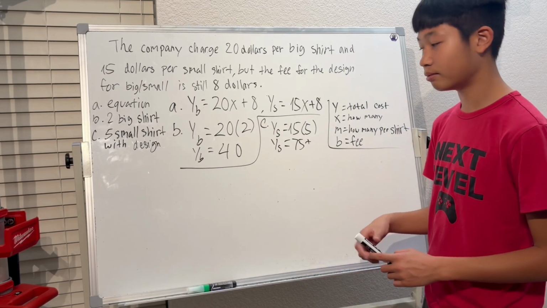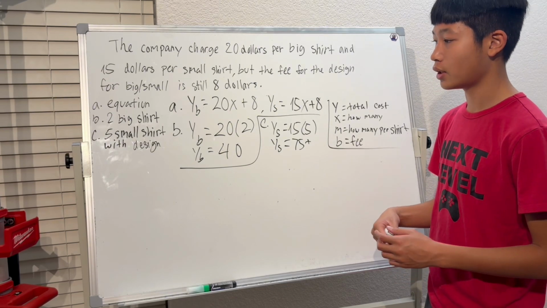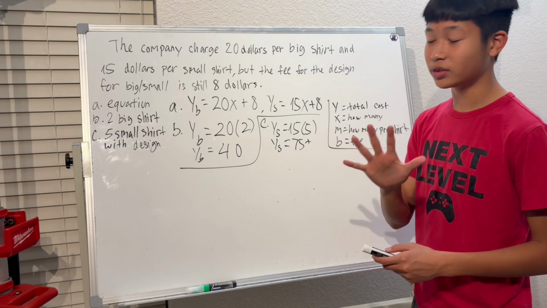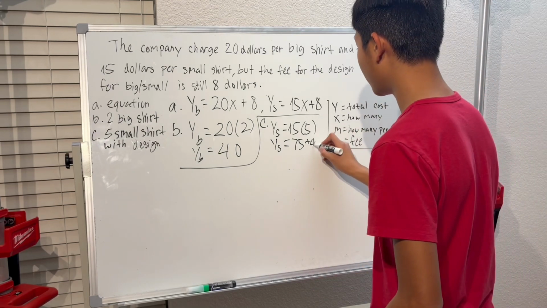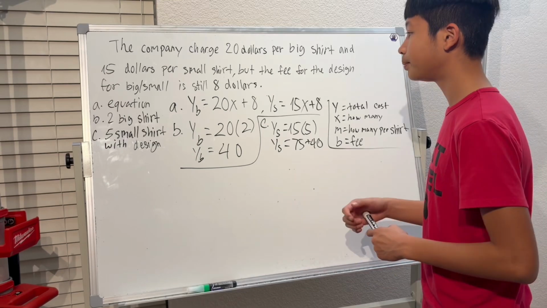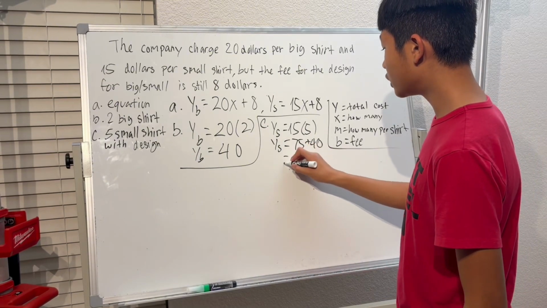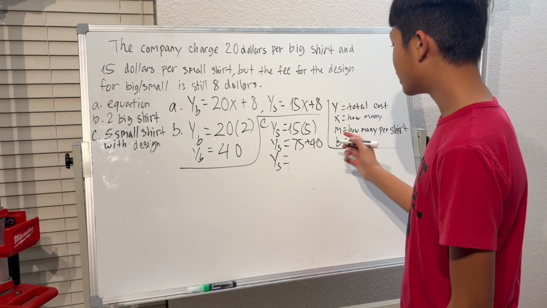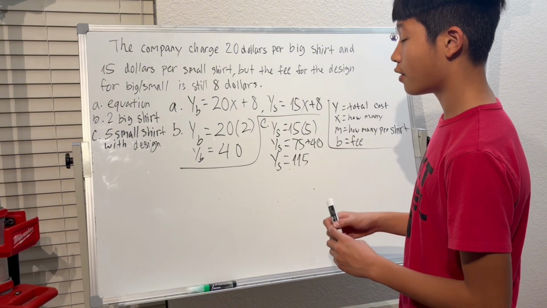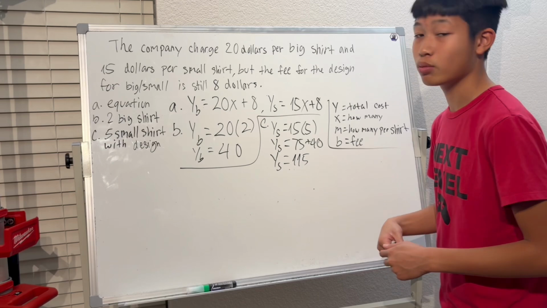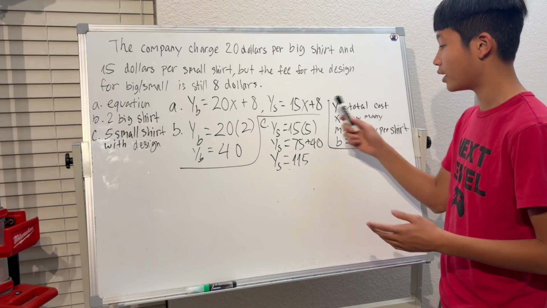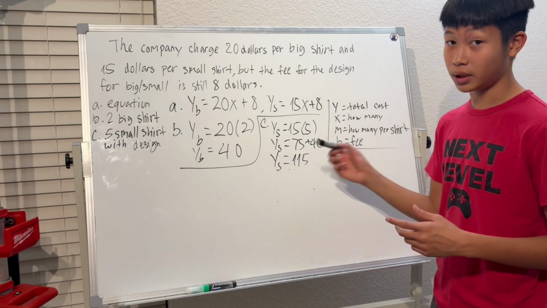What's the fee? It's not 8. It's actually 8 times 5. It's $8 for each shirt. We have 5 shirts, so we have to add 40. Be careful with this question. Careful. Okay. This is equal to 75 plus 40, which is 115. So 5 small shirts with design is $115, not $83 if you just add 8 to it. Okay? Be careful with this question.